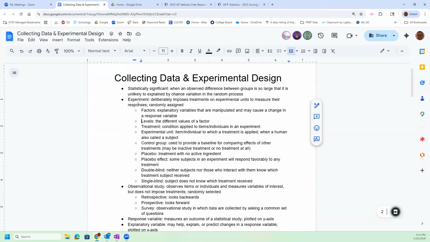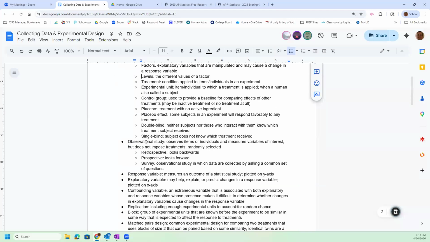Okay. So, since it's an observational study, let's talk a little about some of the things that happen in observational studies, and we'll look at the question and work our way through it. An observational study observes items or individuals and measures the variables of interest, and does not impose a treatment. Usually the phrase you're going to have is randomly selected, random sample. You'll see those phrases. When it's an experiment, it's randomly assigned. Okay.